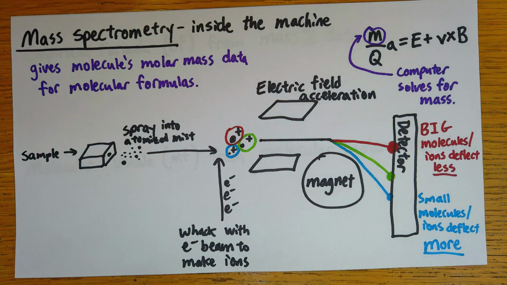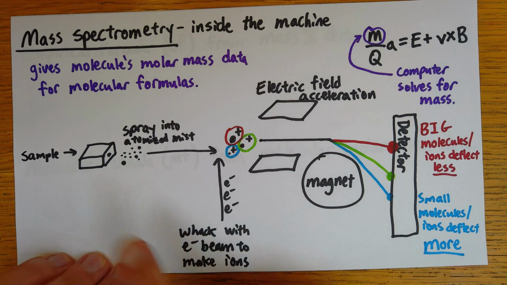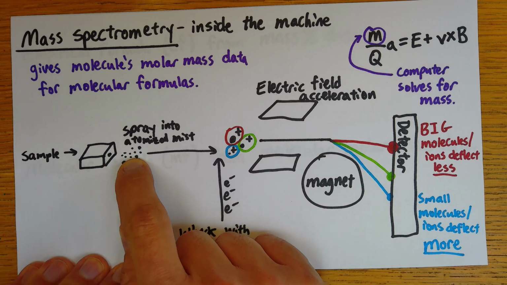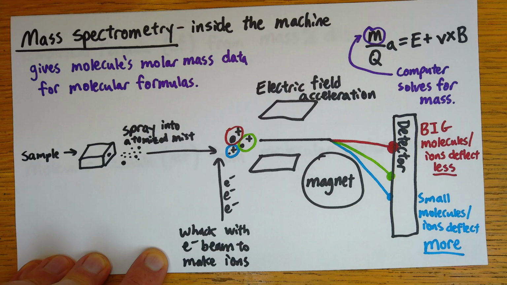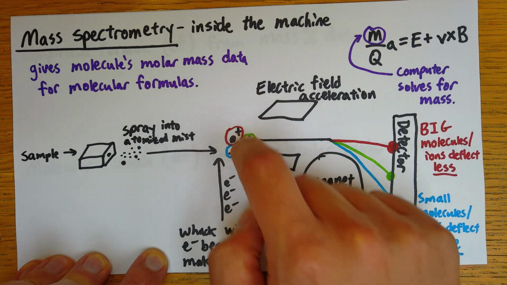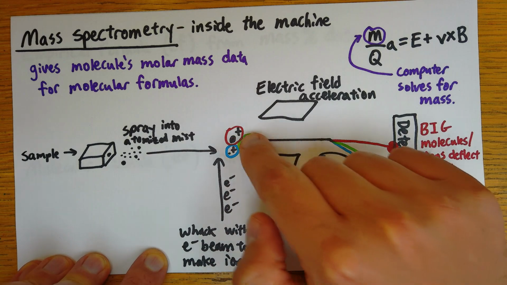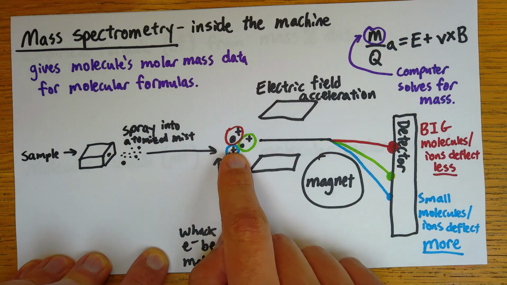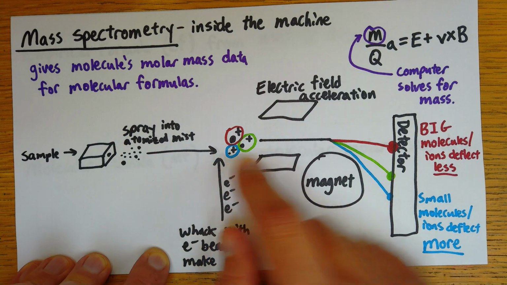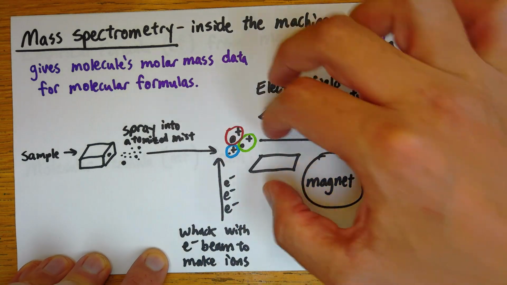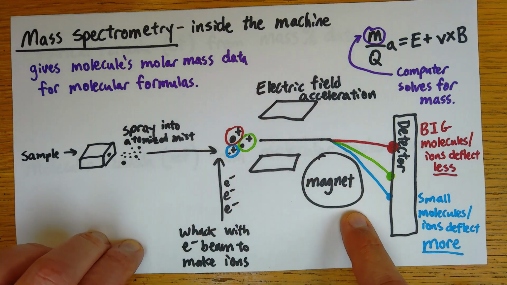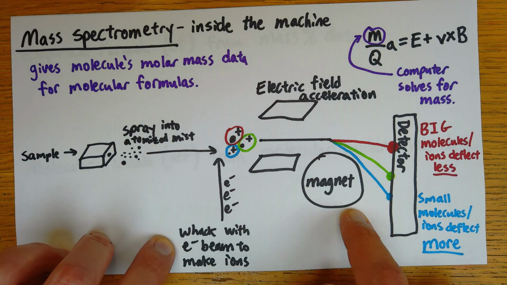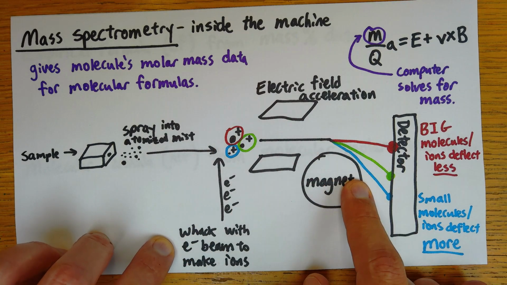All right, the second experiment we're going to need is mass spectrometry. Inside a machine, you're going to put in a sample. It's going to get sprayed into a mist. And we're going to whack it with electrons, and the electrons will knock off other electrons on our molecules, and we'll be left with ions. In this example, I drew them as positive ions. You accelerate through an electric field, and there's a magnet nearby, and charges interact with magnets. So there'll be a little bit of attraction towards the magnet.